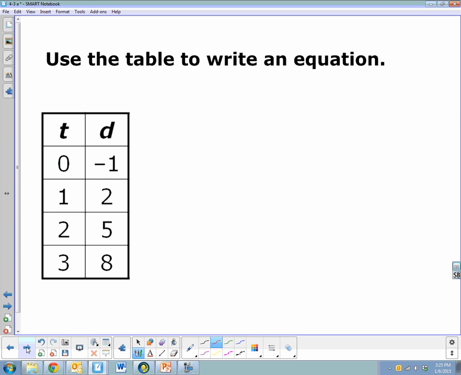Try another one. So we've got t and d. So we know that it's going to be d equals, just like if it was x and y.